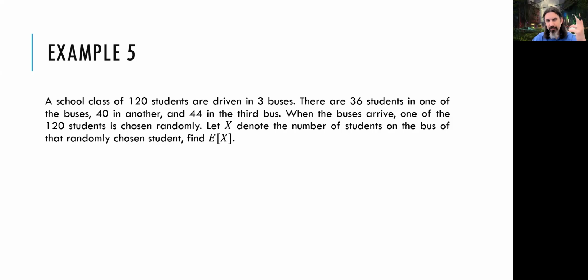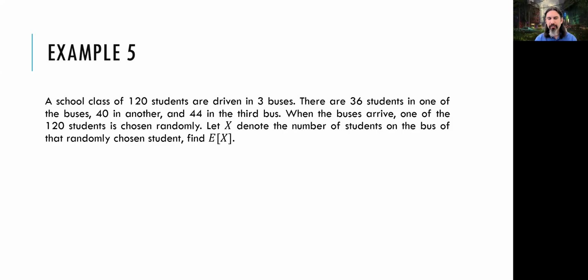36, 40, and 44, because those are the values of the buses, the number of students on the bus. So it can take 3 different values: 36, 40, and 44. Now, out of these 3 values, they all have different probabilities of being picked. Why? For example, if you're going to pick a student from the 36 student bus, you have a probability of picking that student of 36 out of 120.